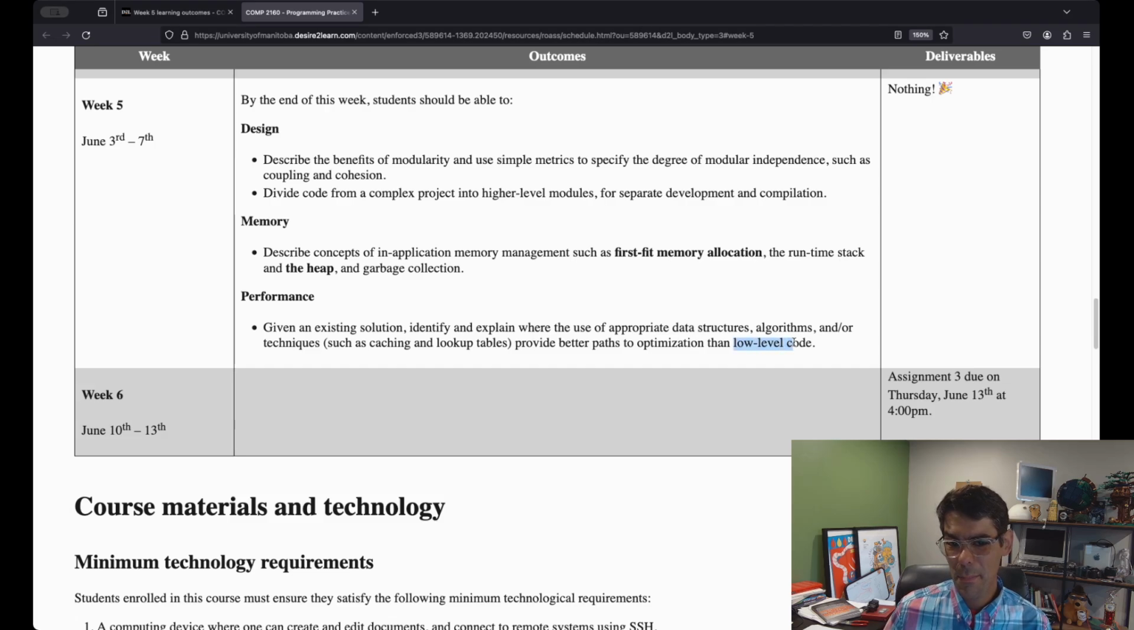We're going to look at some examples of using low-level code, but the result that we're going to find with this next week is that it's kind of like diminishing returns. You'll get a little bit of performance out of low-level code, but you're going to get a lot of performance out of changing the data structure that you're using or changing the algorithm that you're using. So that's it for the learning outcomes for this week.